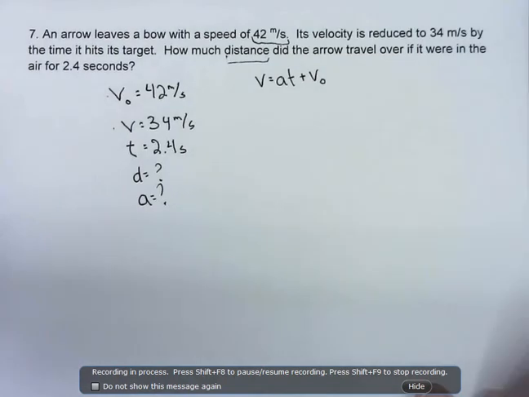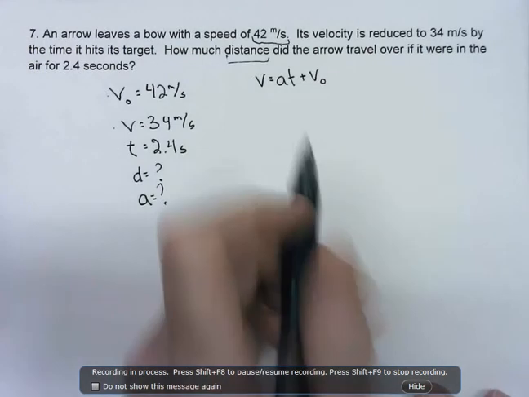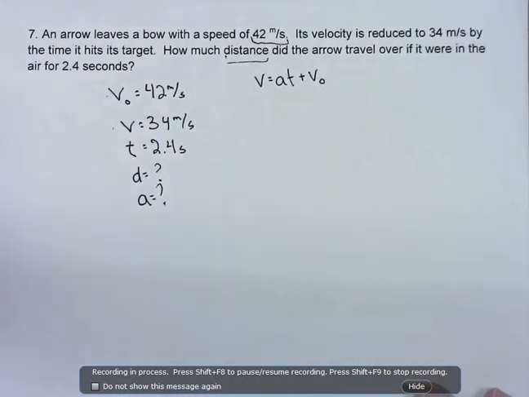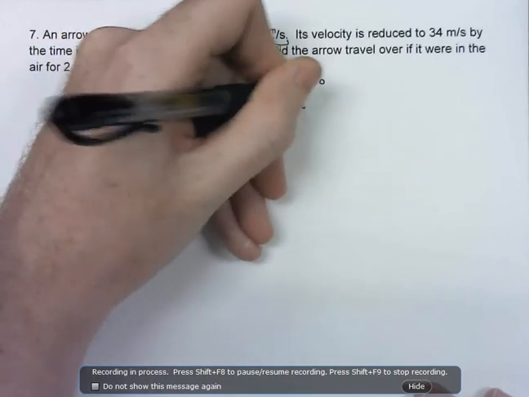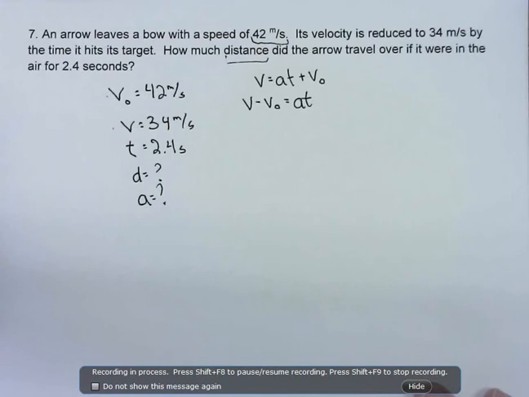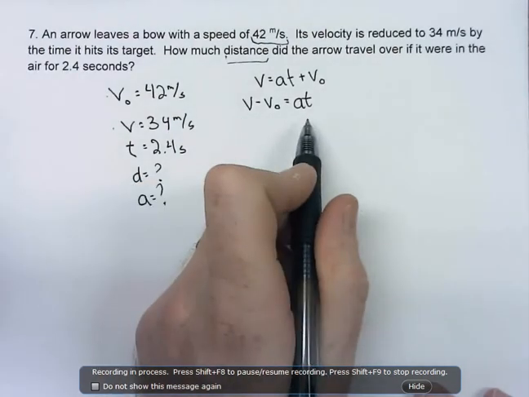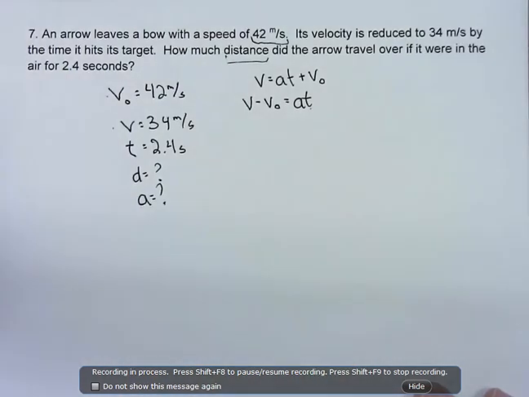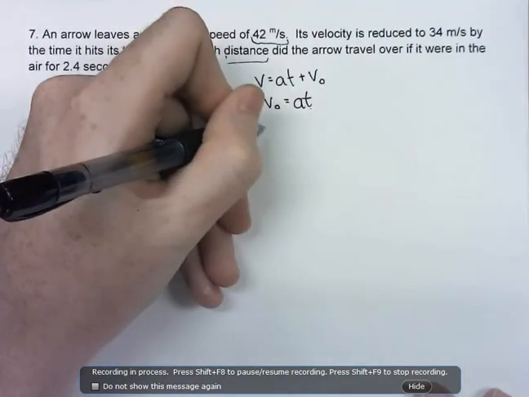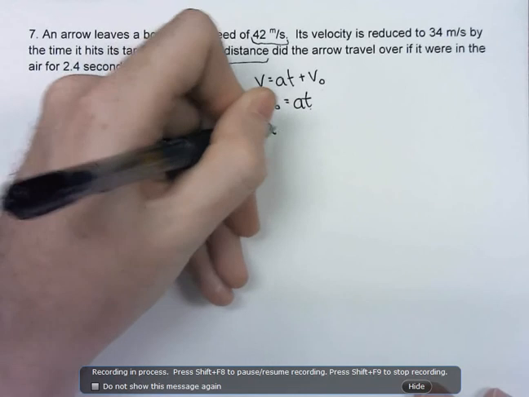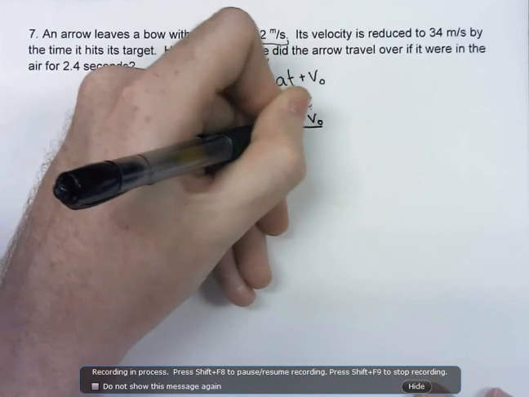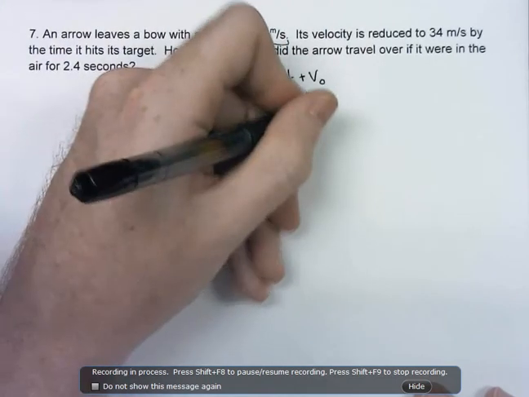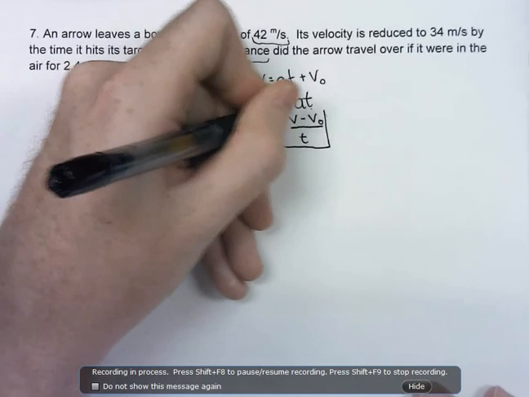I want to get acceleration all by itself, so I'm going to subtract v sub o from both sides. So I have v minus v sub o is equal to at. Well, I want acceleration all by itself, so what do I need to do? I need to get rid of that t on the right-hand side. I'll divide both sides by t. So I end up with a is equal to v minus v sub o over t. So I just algebraically rearranged that equation.